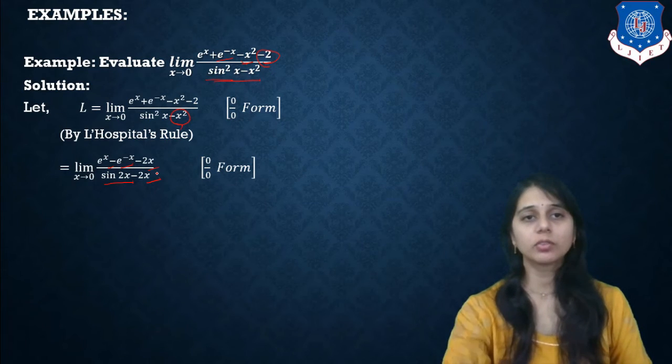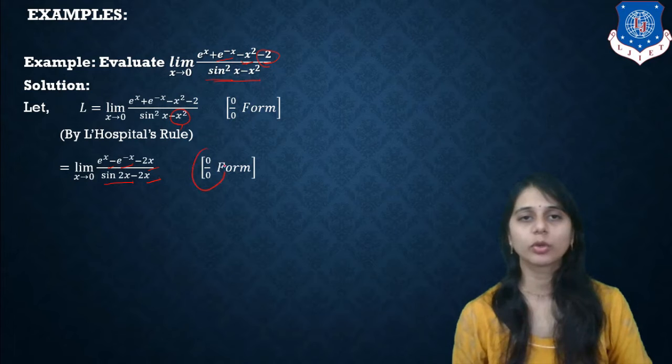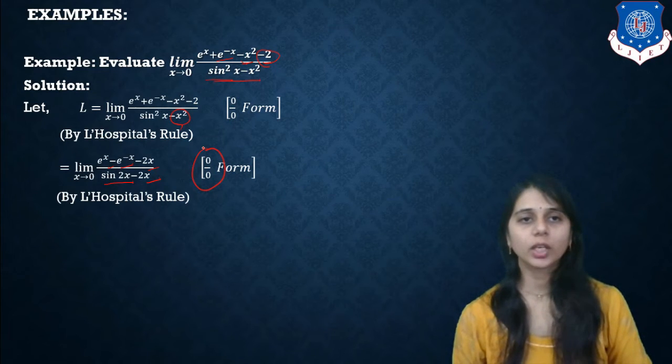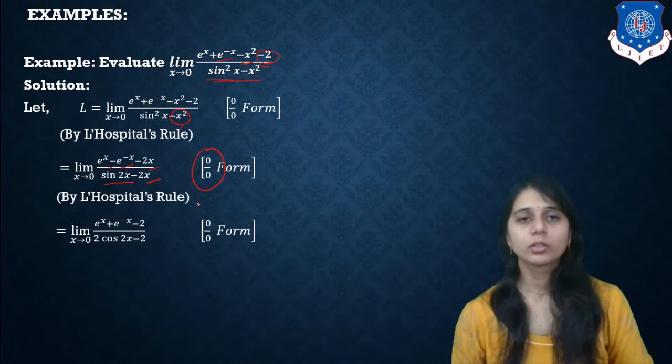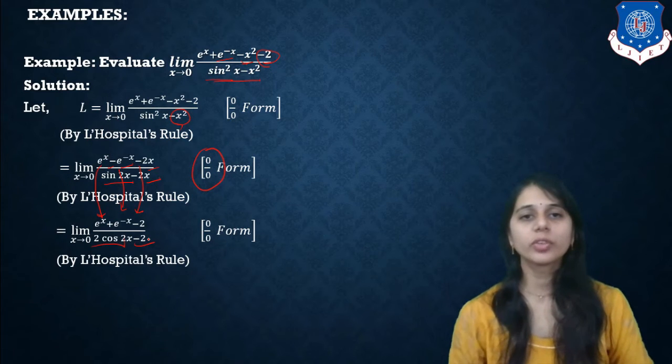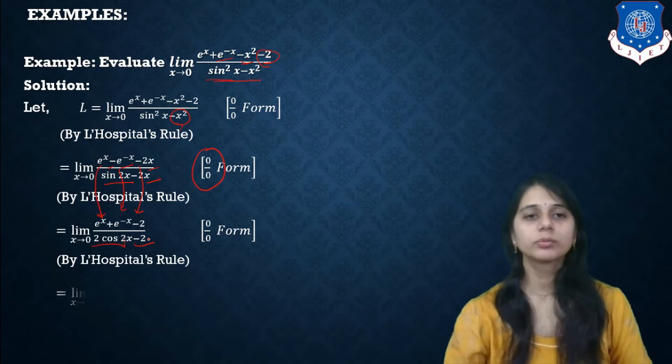Putting again x equal to 0, we get 0 by 0 form. So again we are using L'Hopital's rule. So it is e raised to x plus e raised to minus x minus 2, again e raised to x, e raised to minus x into minus 1, minus 2, upon 2 cos 2x minus 2. We put x equal to 0, we are getting 0 by 0 form.